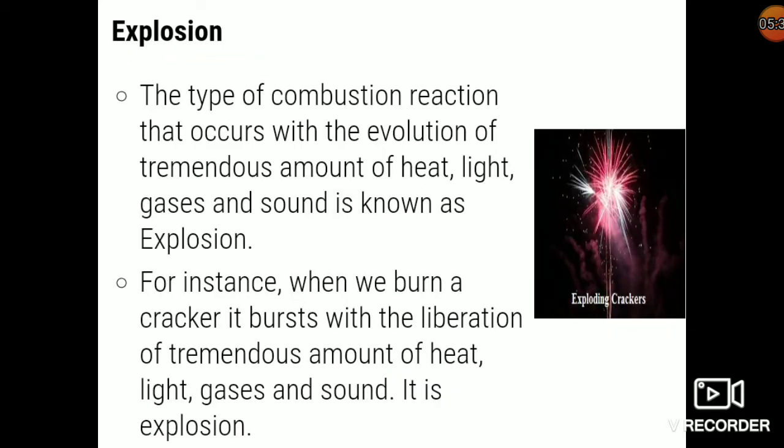The third one is the explosion. The third type of combustion reaction is the explosion reaction. The type of combustion reaction that occurs with the evolution of a tremendous amount of heat, light, gases and sound is called an explosion. For instance, when we burn a cracker, it bursts with the liberation of a tremendous amount of heat, light, gases and sound. So it is an example of an explosion reaction.